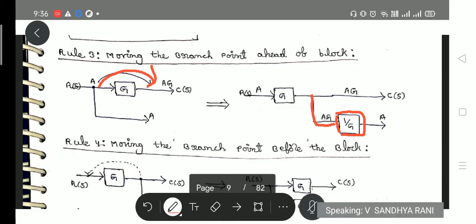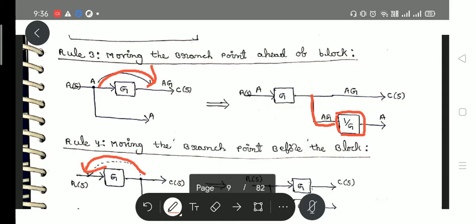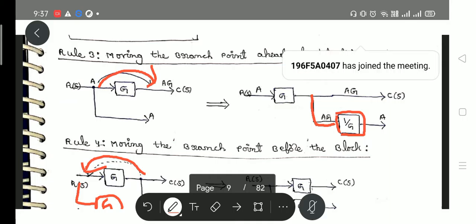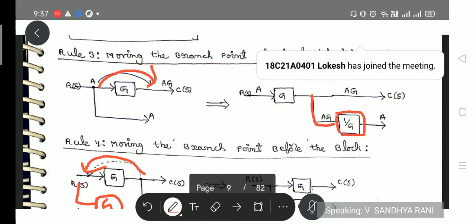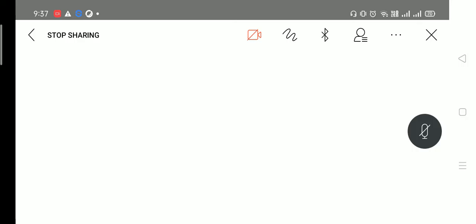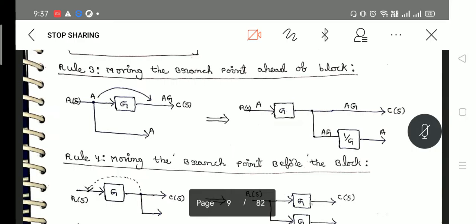Rule 4 is we can take it before the block. This branch point I am taking before the block. What happens? We will get G in the feedback. Before the block we get G in the feedback; after the block, in the feedback 1 by G is obtained. This is moving the branch point after the block and before the block.